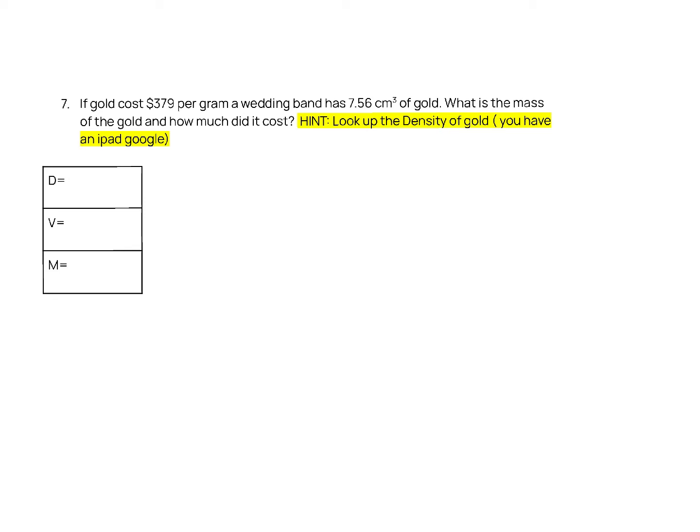The next problem says that if gold costs $379 per gram, and a wedding band has 7.56 centimeters cubed of gold, what is the mass? So we are going to have to look up the density of gold.